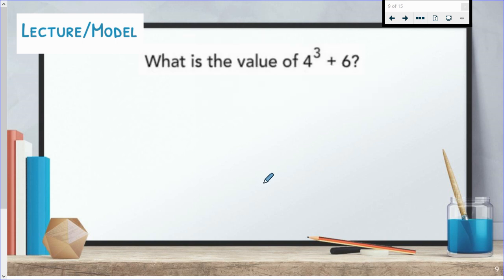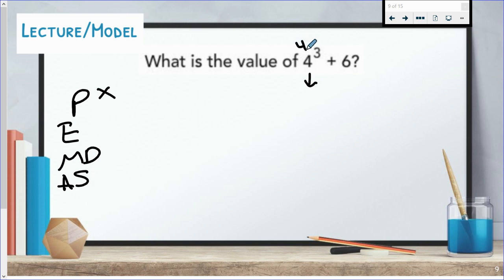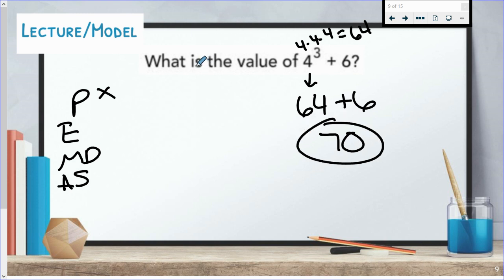So now let's get into when we have expressions with exponents in them. What is the value of 4 to the third power plus 6? So first thing I'm going to do is we still are working with our order of operations. We're just now adding in the exponent step. I do not see any parentheses, but I do see an exponent. 4 to the third power would be 4 times 4 times 4, which would be 64, because 4 times 4 is 16, times another 4 would be 64. So now I have 64 plus 6 gives me a value of 70. All right, let's keep going.